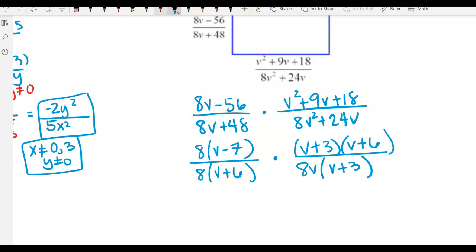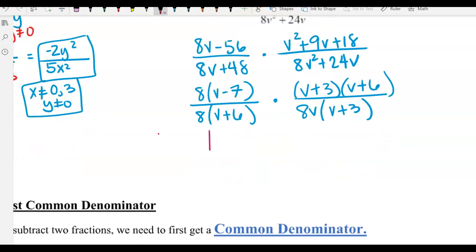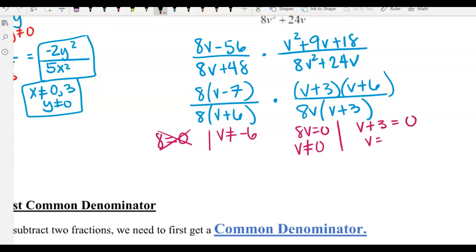Let's take the restrictions. Guys, we do take each denominator and we set it equal to 0. But does it make sense to say 8 equals 0 ever? No. So that's why when it's a constant, we don't have to worry about it. But for this one, v cannot be what? Cannot be negative 6. Good. 8v equals 0. So what is it that v cannot be? Well, the other side is negative 3, but how about this one? 0, right? Now, this is where I think you said negative 3 came from, right, Kevin? Okay, so we got those 3.